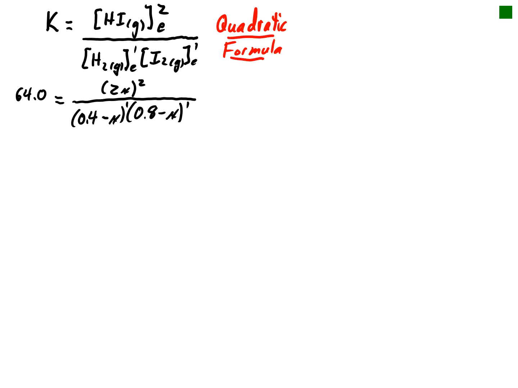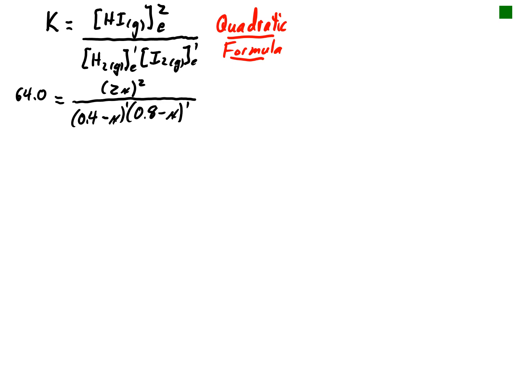So at this point in time, everything that I do is going to be focused on getting this into that standard form of ax squared plus bx plus c equals 0. So this is going to take a little time. The numbers are not pretty. Oh well, that's how it plays out.